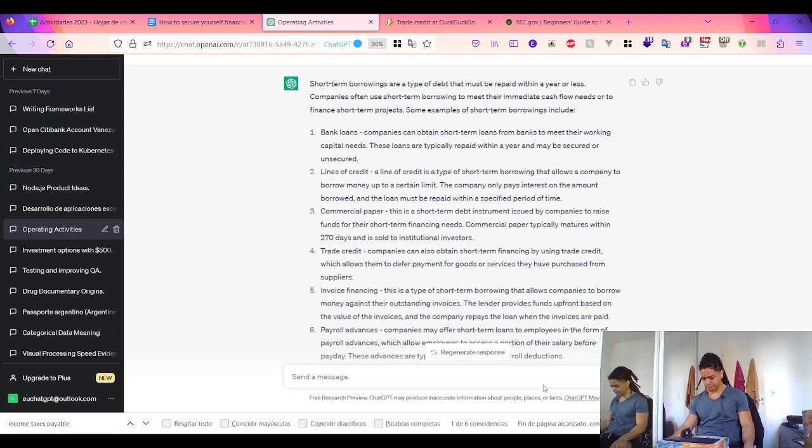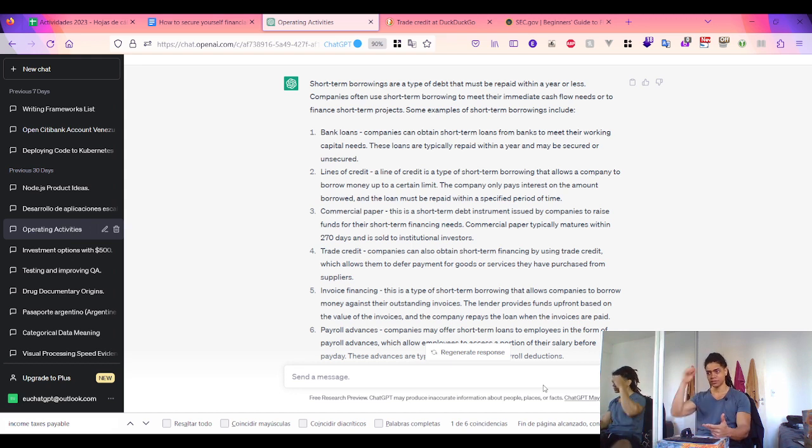Okay. This is another operating liability. Short-term borrowing is debt that a company has to repay within a year or less, to meet their cash flow needs, to pay expenses or purchase assets, or to finance short-term projects. So for example, you have bank loans, and a line of credit is a form of borrowing that allows a company to borrow money up to a certain limit. The company only pays interest on the amount borrowed, and the loan must be repaid within a specific period of time.